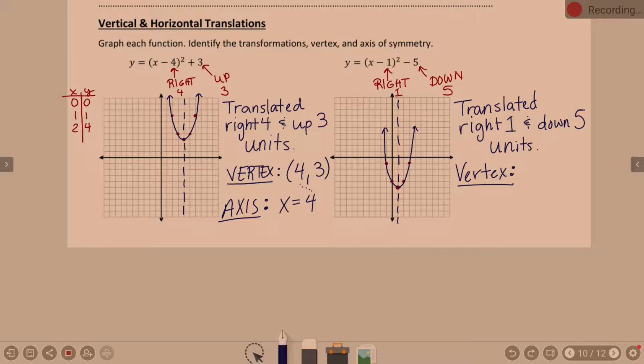Since we went right 1, down 5, where does that put my vertex? 1, -5? Yep. If my vertex is 1, -5, where did I draw this axis of symmetry? I drew it right here through x equals 1, didn't I?